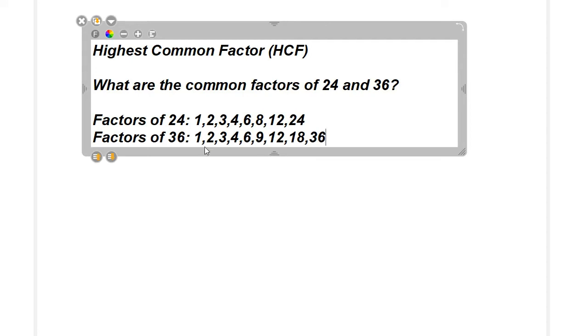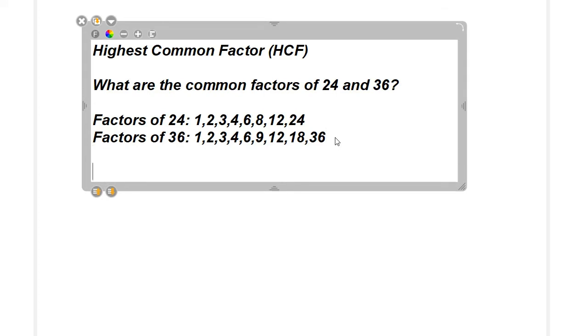Right, so the factors are 1 times 36 is 36, 2 times 18 is 36. If you're still not really sure what factors are, you can watch how to find factors in my previous video. After we find the factors, we will move on to find the common factors for 24 and 36.